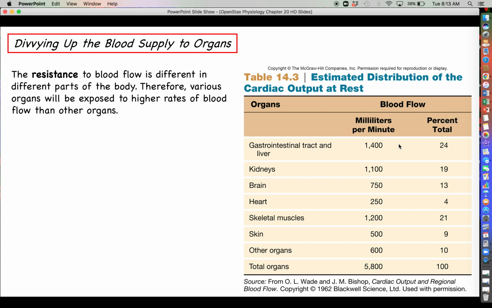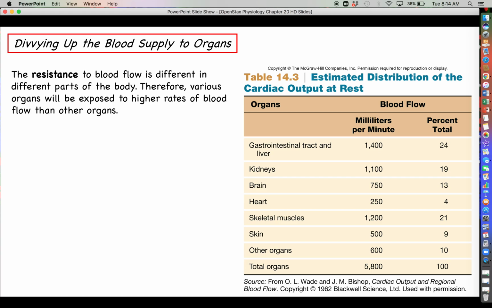Now, if you look here, don't worry too much about the milliliters per minute. Remember that it has to add up to somewhere between 5 and 6 liters per minute, because at rest, that's going to be about how much your cardiac output is going to be. Pay attention to the percentages. You can see here that some tissues and organs receive a greater supply of the blood at rest. And now this is important, at rest. We'll see how this sort of thing changes with exercise later on.